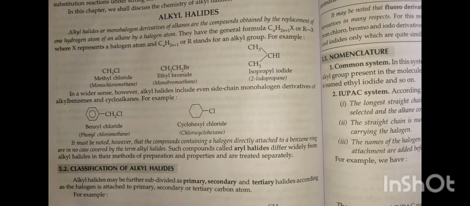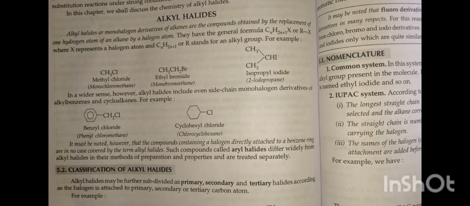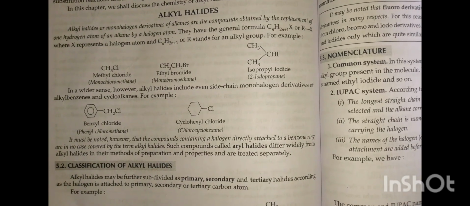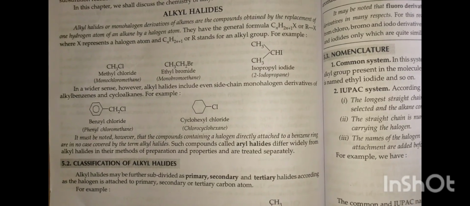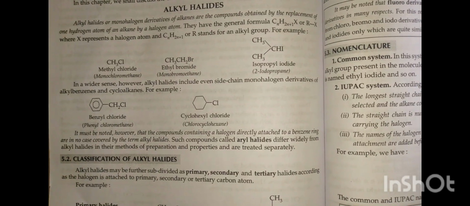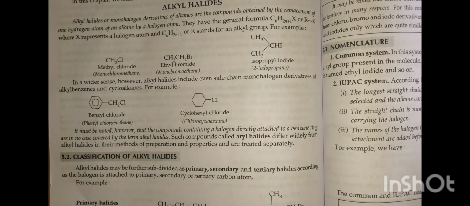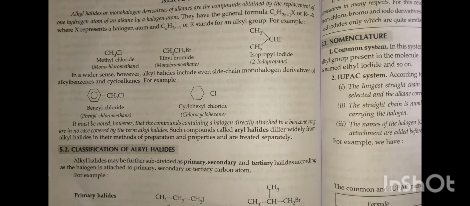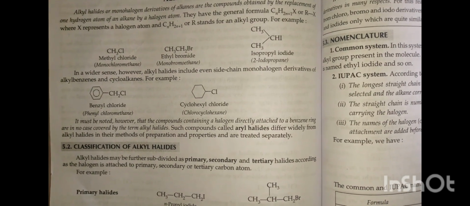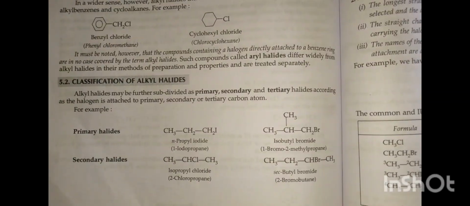Now the alkyl halides or monohalogen derivatives of alkanes are the compounds obtained by the replacement of one hydrogen atom of alkane by a halogen atom. They have the general formula CnH2n+1X or RX, where X represents the halogen atom and CnH2n+1 or R stands for an alkyl group. For example, methyl chloride, ethyl bromide, and isopropyl iodide.